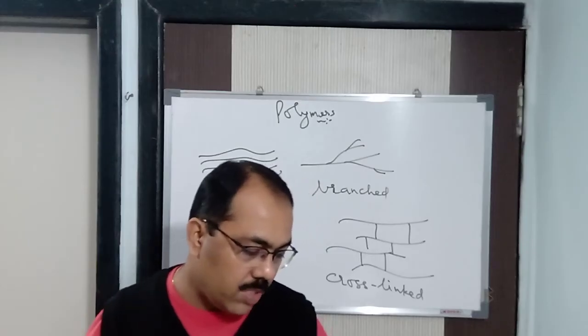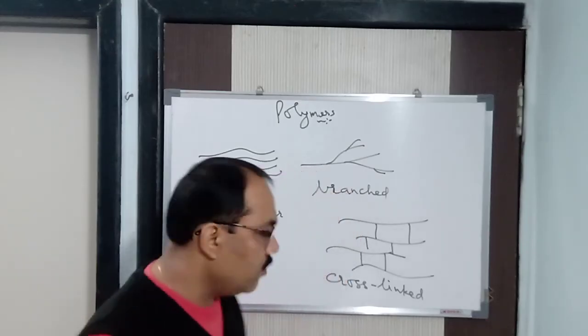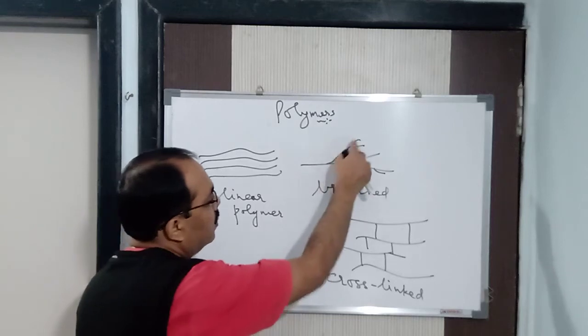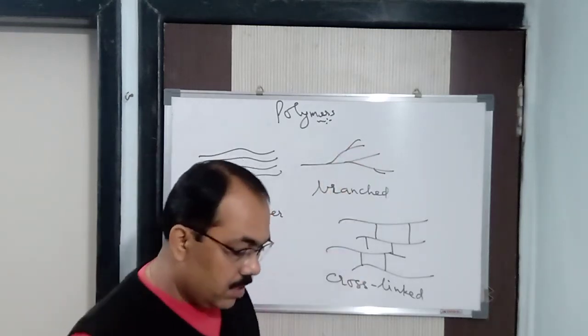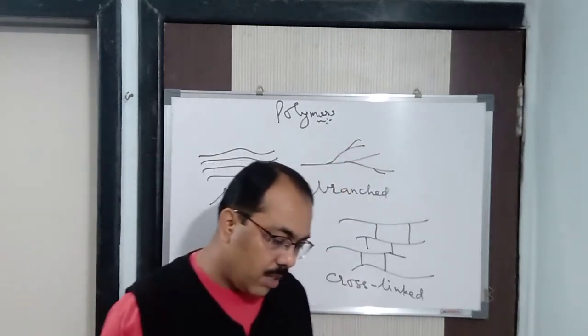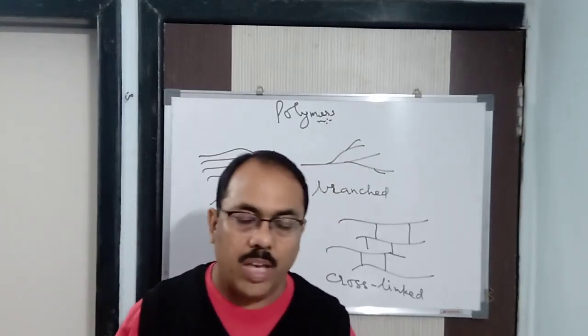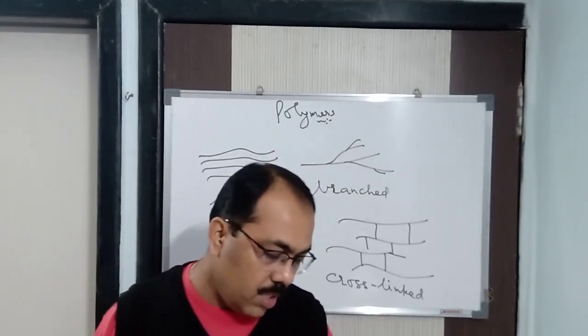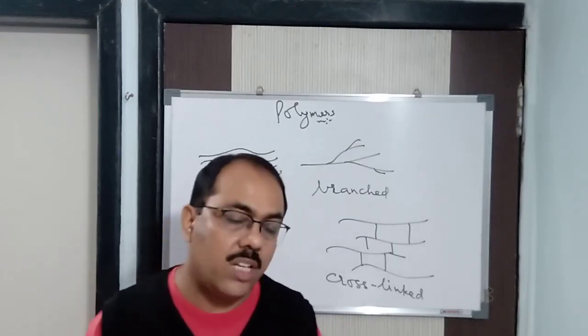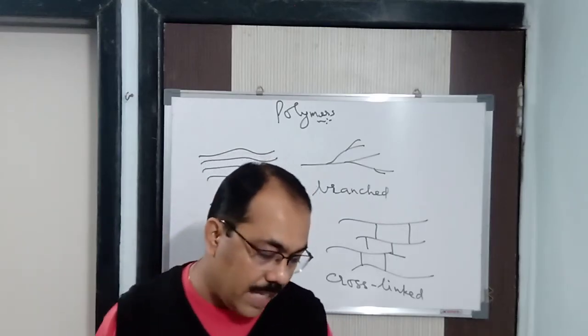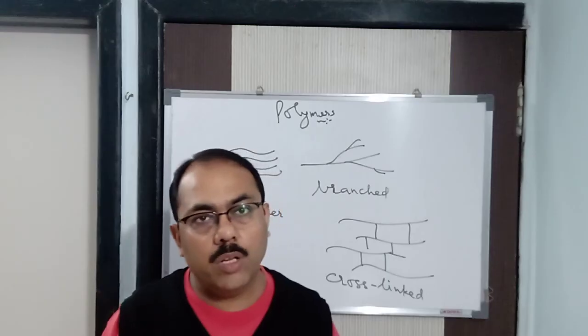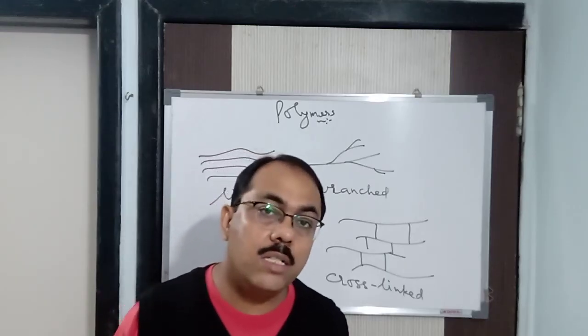Now branch chain polymers are the polymers which consist of side chains of monomer units, so branching is present in it. Again I repeat, the polymers which consist of side chains of monomer units attached to the main chain or linear polymer are called branched chain polymers.